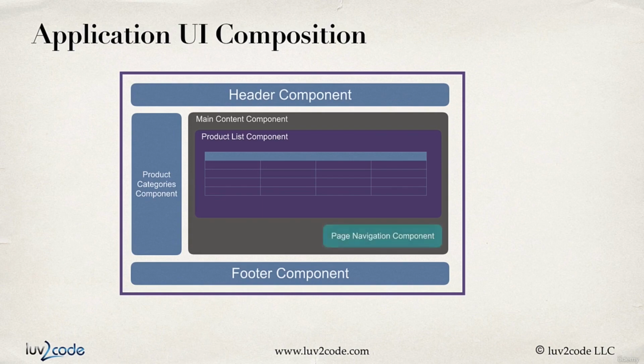And then also we could have a page navigation component. So this is one example of taking your user interface and breaking it down to smaller components. You have total flexibility, total freedom on how you want to design your application. This is simply one example.